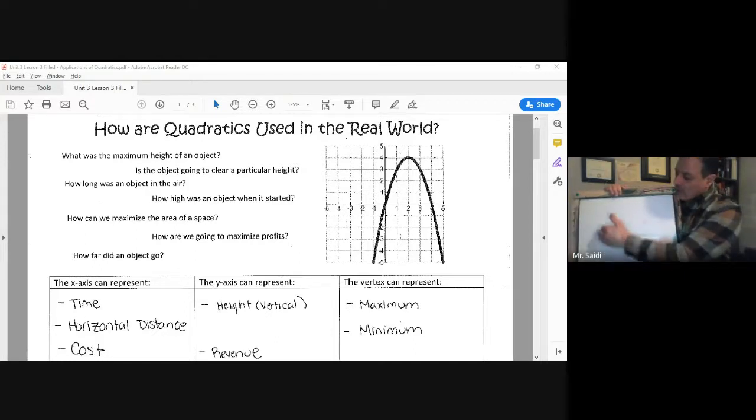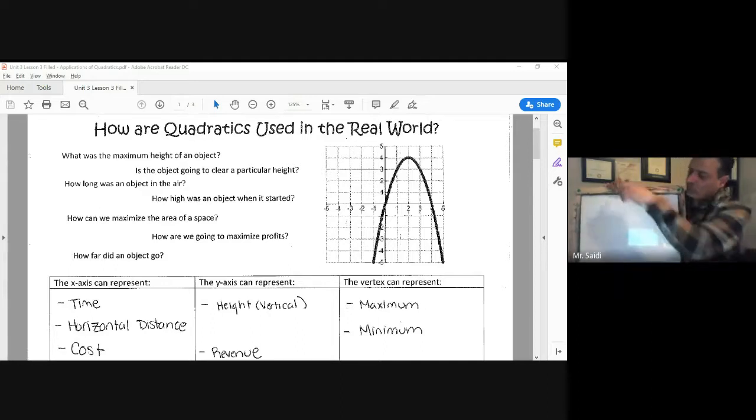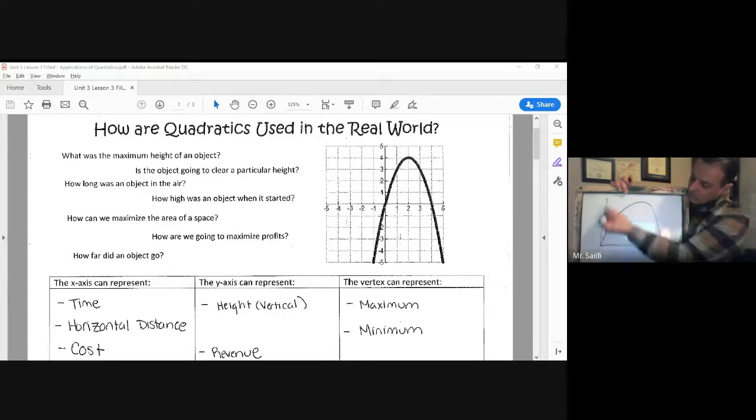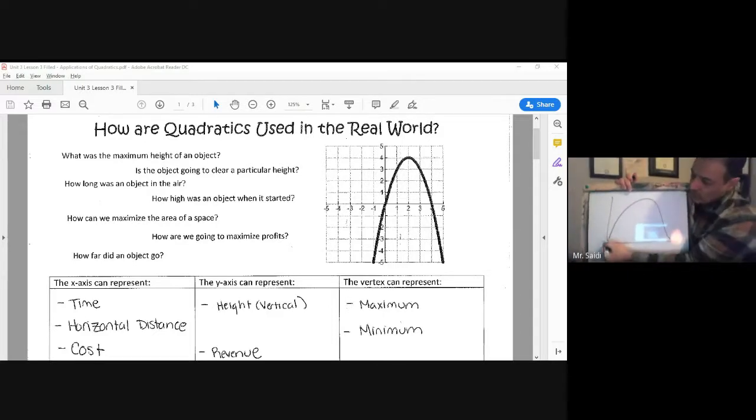So a lot of different patterns in the real world, like kicking a football or throwing something, show a little curve. So a quadratic would be a good fit for that. And usually for real world problems, we look at only the first quadrant of the function.